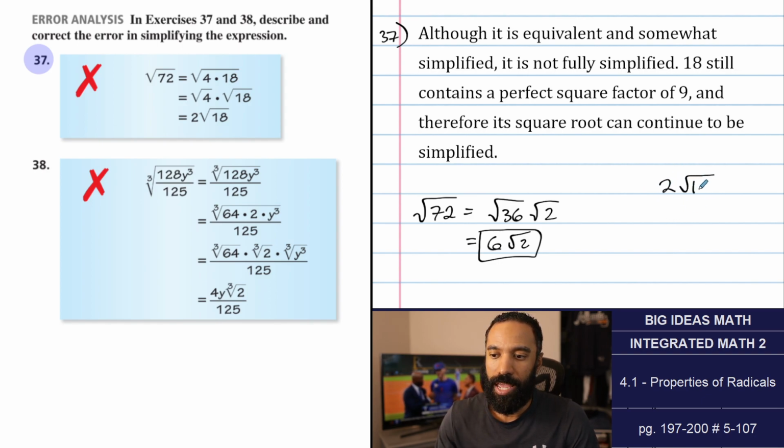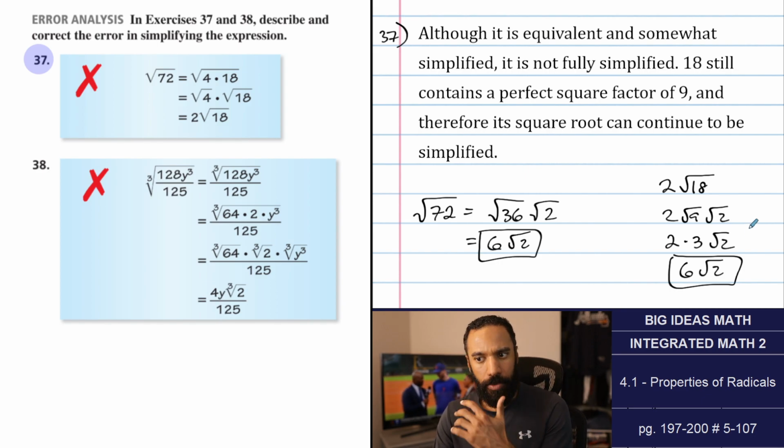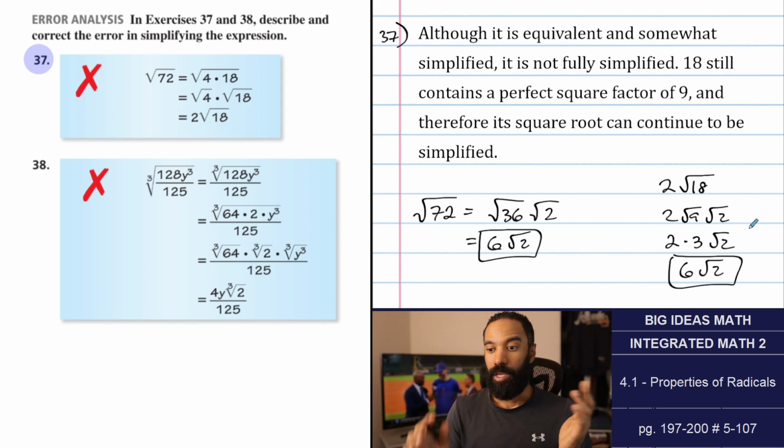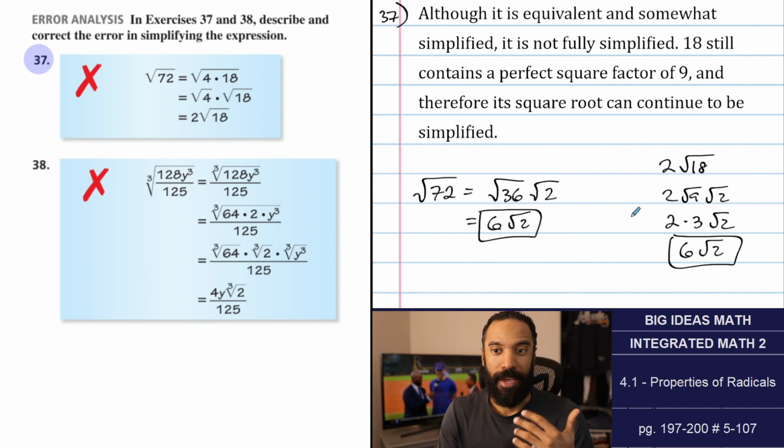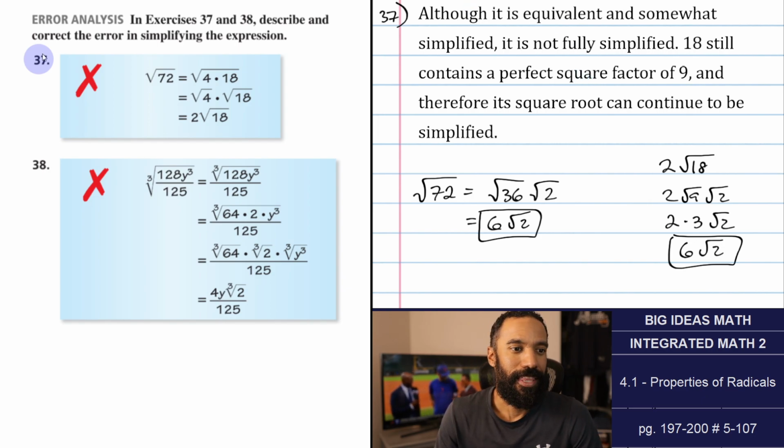In 2 root 18, 9 can come out, right? Root 9 times root 2, and the square root of 9 is 3. So 2 multiplies with the 3, and that's where you get the 6 root 2 again. So it's not that you can't do this, it's that it takes longer, and you might stop short, before you're supposed to. You have to make sure that you keep going, and this one could clearly keep going. And that was number 37.